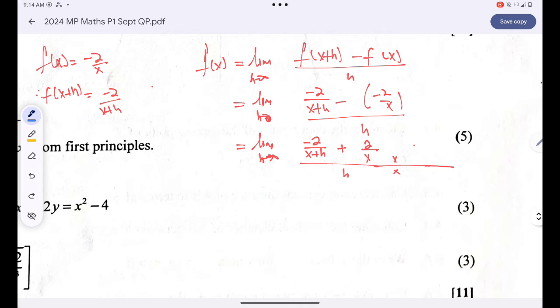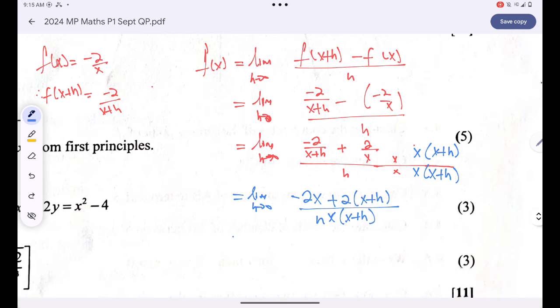So I can remove these denominators that are within the fraction. I can simply multiply the top and bottom by the same lowest common denominator. The lowest common denominator we have is just x into x plus h. If I multiply the top and bottom by that, I will end up having the limit as h approaches 0 of negative 2x plus 2 times the bracket x plus h, over h, x, and x plus h.